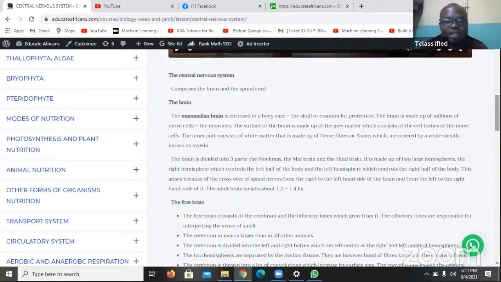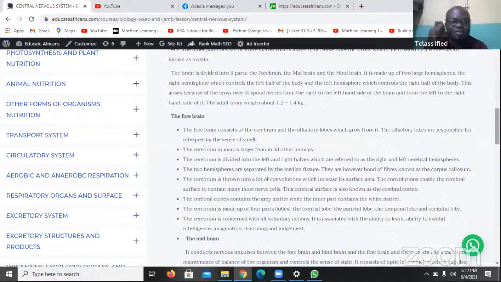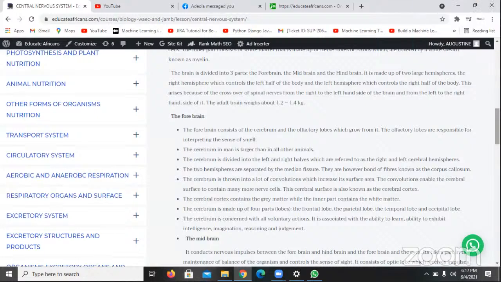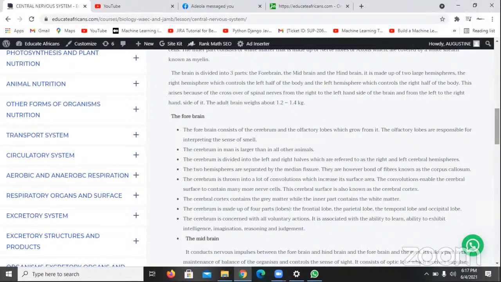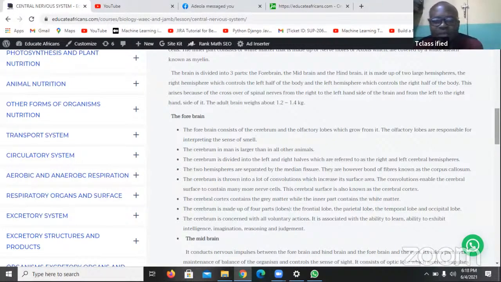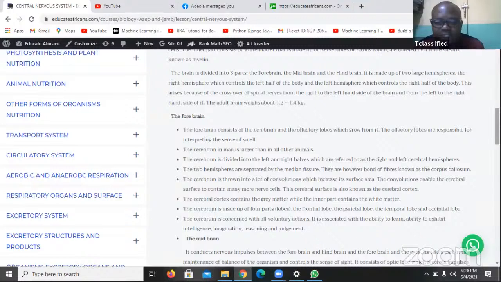Now let's look at these various parts of the brain critically. The forebrain consists of the cerebrum and the olfactory lobes, which grow from it. The olfactory lobes are responsible for interpreting the sense of smell. The cerebrum in man is larger than the cerebrum in other animals. The cerebrum is divided into the left and right halves, which are referred to as left and right cerebral hemispheres. The two hemispheres are separated by median tissue. They are, however, bound by fibers known as corpus callosum.